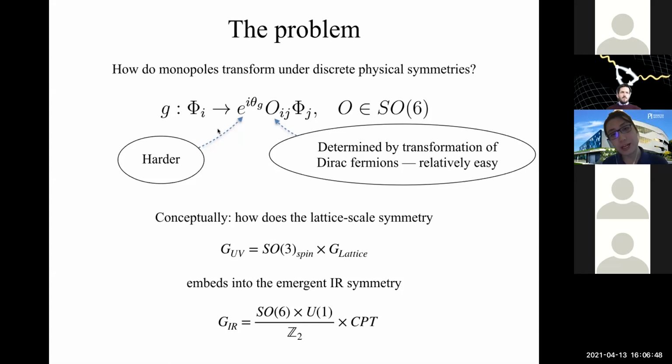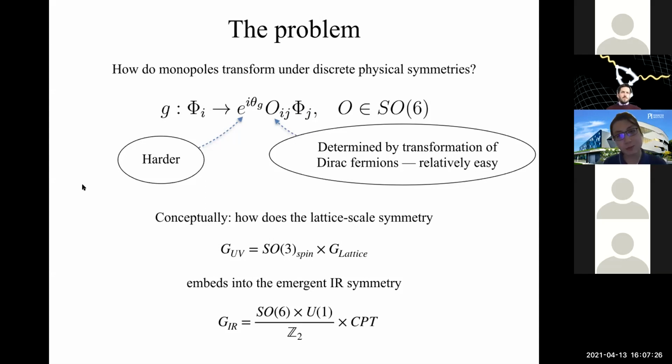So for each symmetry element, it's relatively straightforward to figure out what this O matrix is, because it's decided by essentially how the zero modes transform under the microscopic symmetries, which is in turn decided by how the Dirac fermions or the lattice spinon fermions transform under microscopic symmetries, which is relatively easy to figure out. What was harder was how to decide this U1 phase factor.